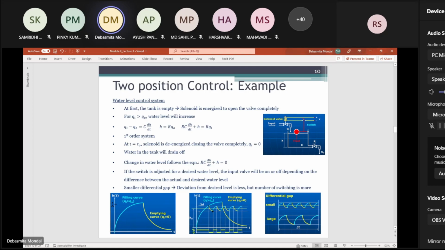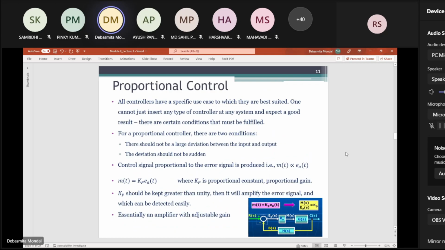So that means the average or the accuracy of the system becomes even less, but the number of transitions of the input valve, the closing and switching on, is much less. So accordingly, you will have to compromise between whether you want a longer life or a longer shelf life of the control elements, or you want more accuracy of the system. Okay, so this was all about the two position control system.